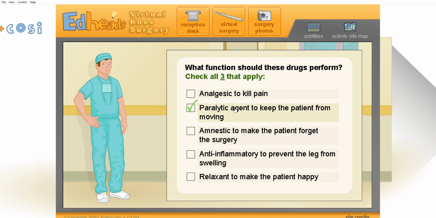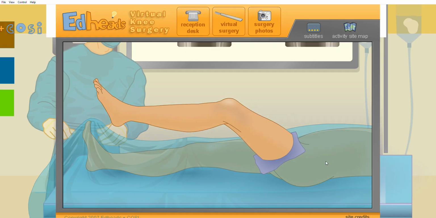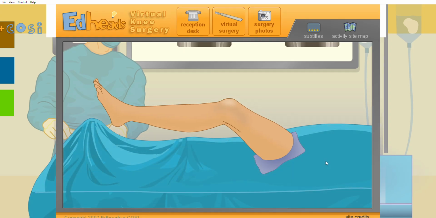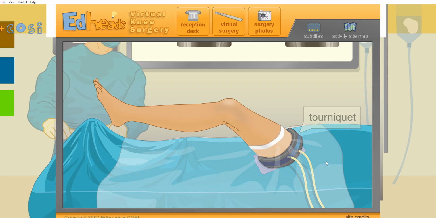Good work. Great. Fantastic. After the patient is unconscious, and before the first incision is made, we need to establish a sterile field around the surgical area. A series of sterile drapes isolates the surgical field from the rest of the patient's body. A tourniquet is applied to cut off blood flow, which allows a clearer view of the surgical field during surgery.